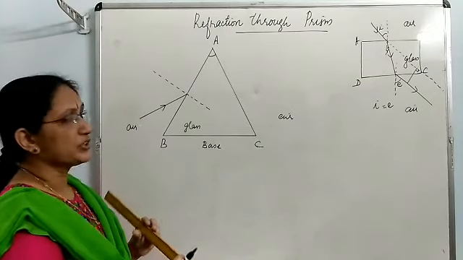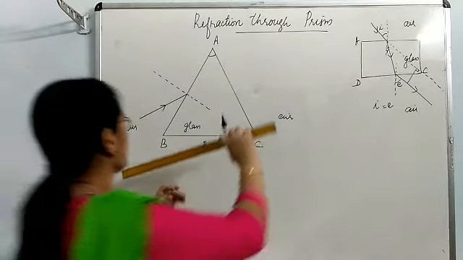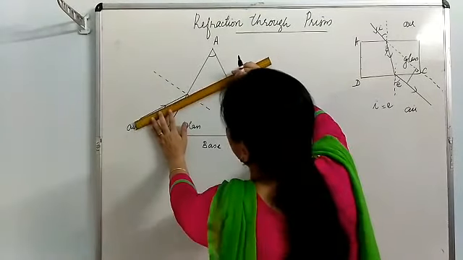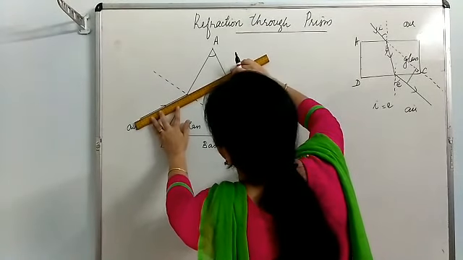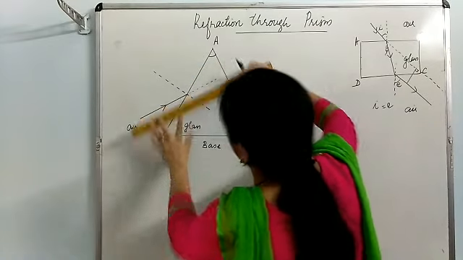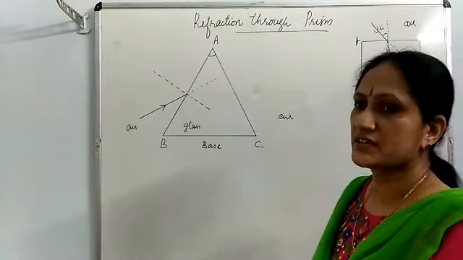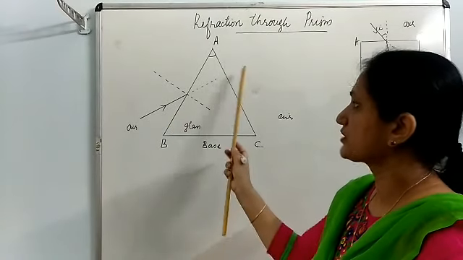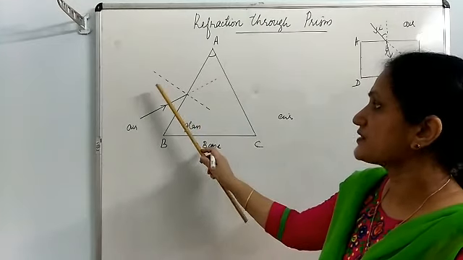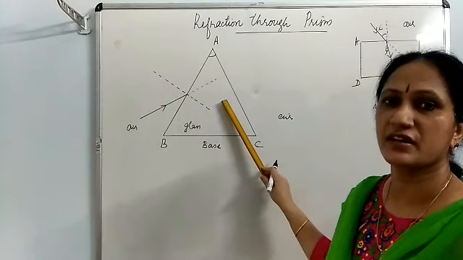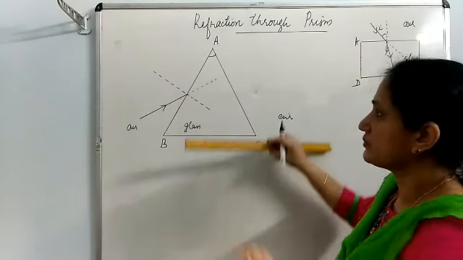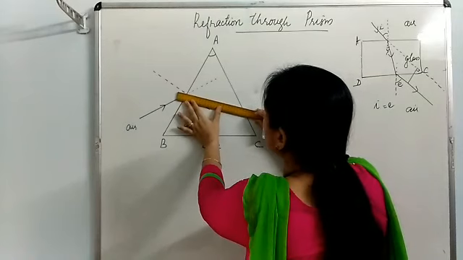Then the original path of the light ray, here I am showing. To show the original path, you have to extend the incident ray straight forward. This is the extension of incident ray. You know, light ray will not go straight into the glass like this. It undergoes refraction. In this case, light is entering from a rarer to denser medium. So, ray will bend towards the normal. So, let me draw the refracted ray.